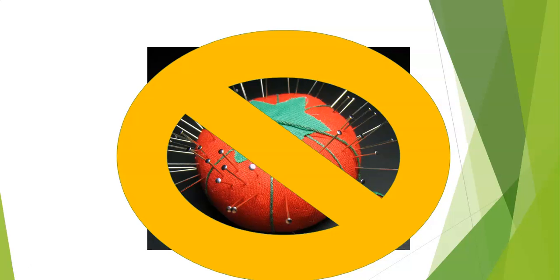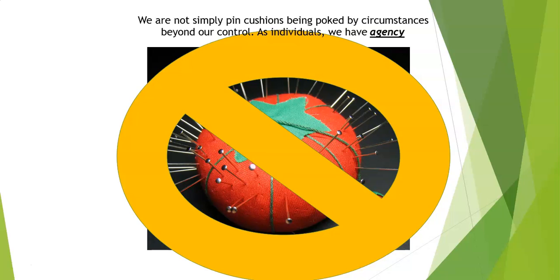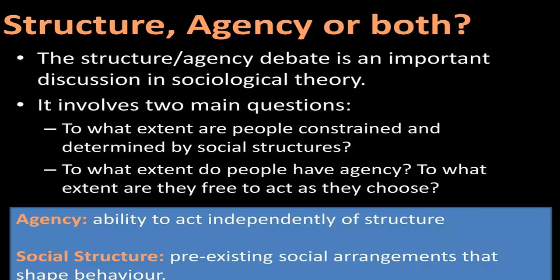We are not just passive actors going blindly through society the way society tells us to, right? We're not simply pin cushions being poked by these circumstances beyond our control. We have the ability to navigate the social structures and the social situations that we encounter. And that ability as individuals to navigate these social situations is what we call agency. Now, this is sort of next level. All right? This is the very first day, like within the first few minutes of the class.